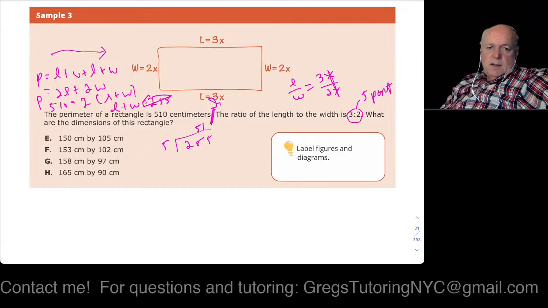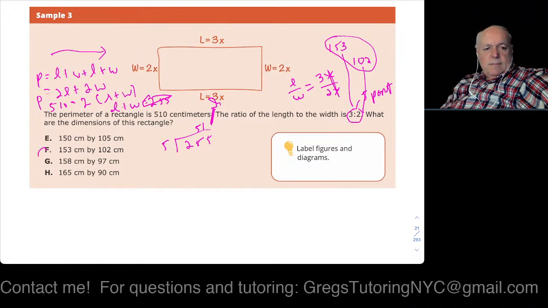So that means the 2 part here must be 102. And then the 3 part here would be 51 times 3, which is 153. Okay, and it seems to me that would be our answer. So let's try to find it. So that would be F. All right, that's one way to do it.